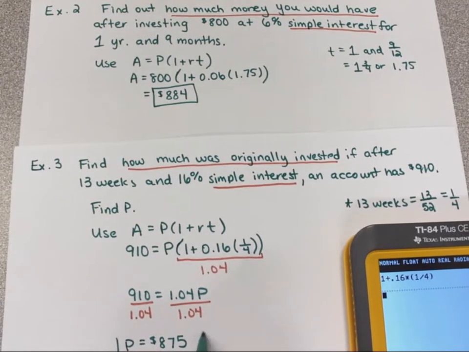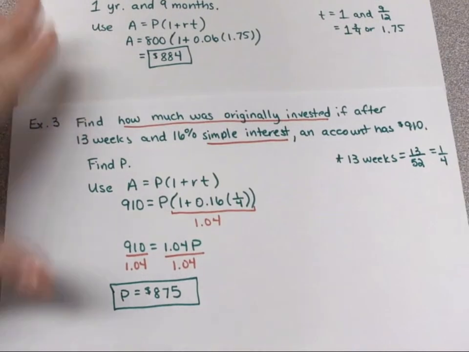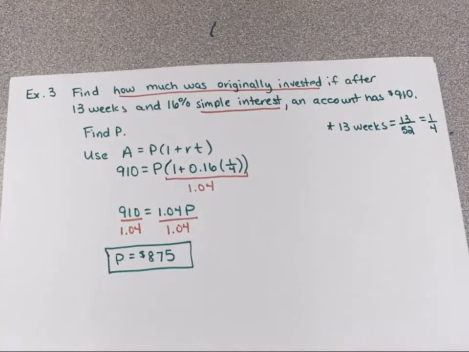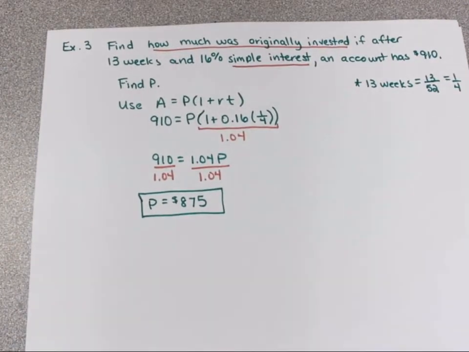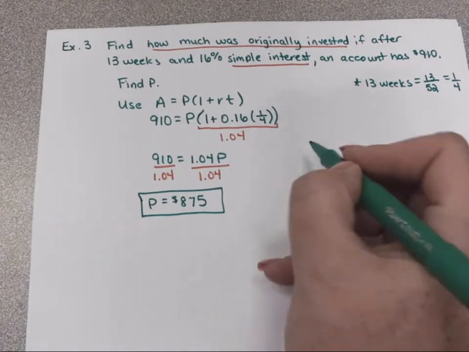Why shouldn't it shock us that this amount is not that much different than the 910? It's only 13 weeks. It is a very high interest rate, though. Frankly, the only reason they earned as much money as they did was because it was a 16% interest rate. But it was only for a quarter of a year, right? So we wouldn't expect it to be that much.